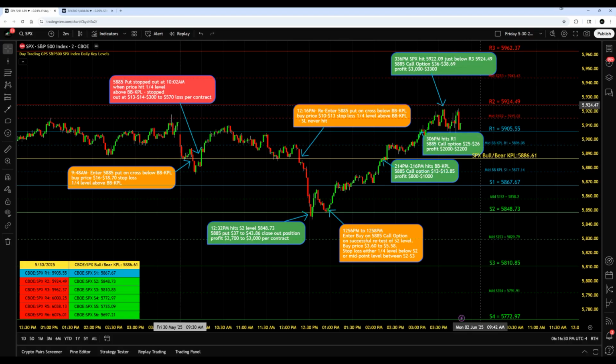It didn't make it all the way to R2. It fell just about $2.40 below that. So it did rise up to 59.2209, just below our R3 level of 59.2449 at that time here at 3:36 p.m. These would be 36 to 38.69, and the profit, if you happen to have a runner still left at that time, 3,000 to 3,300 per contract, again depending on what price you bought at and what price you sold at up here.